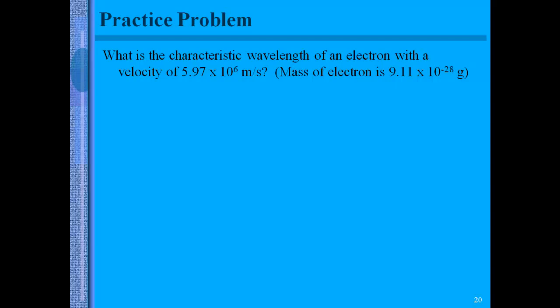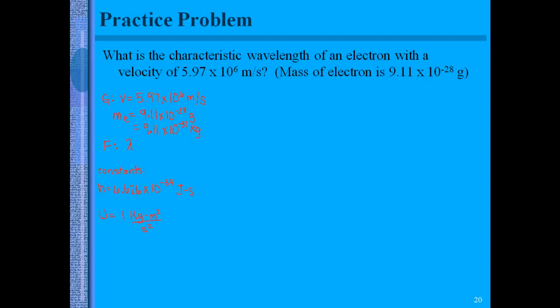Let's practice. What is the characteristic wavelength of an electron with a velocity of 5.97 times 10 to the 6 meters per second, if we know the mass of an electron is 9.11 times 10 to the negative 28 grams? Well, here we have our given, our velocity, and our mass of electron. We don't want our mass of electron in grams, we want it in kilograms. So we're going to convert that over. You'll notice our exponent changes.